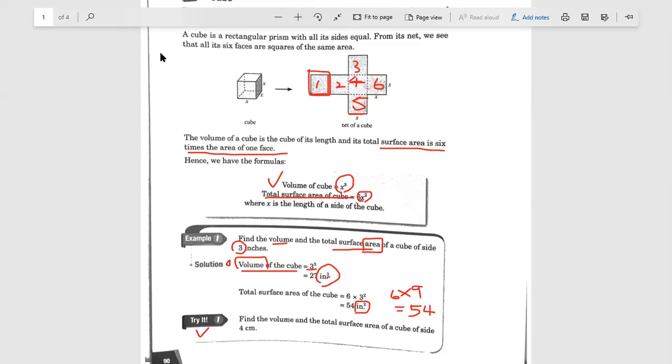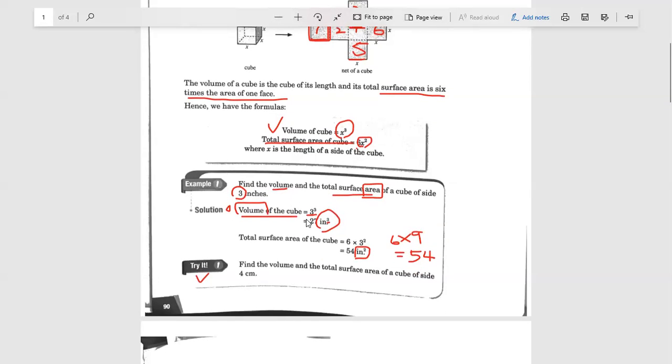Okay. All right, so we talked about the example for number 1 here. We want to figure out the volume for the cube and the surface area. So we just plug into the formula over here. That's how we get 27 inches cubed and 54 inches squared, okay?